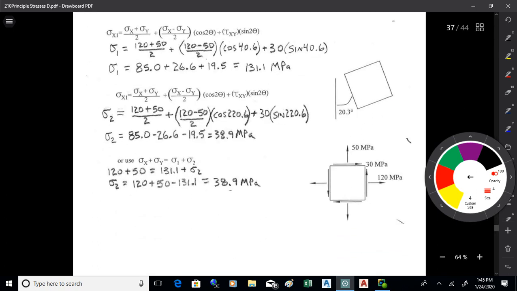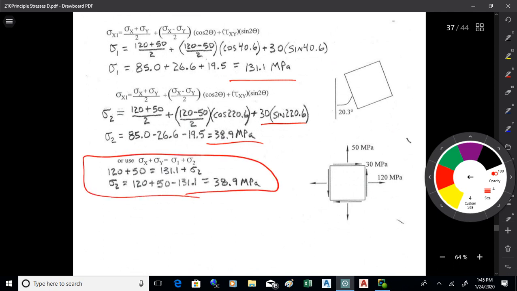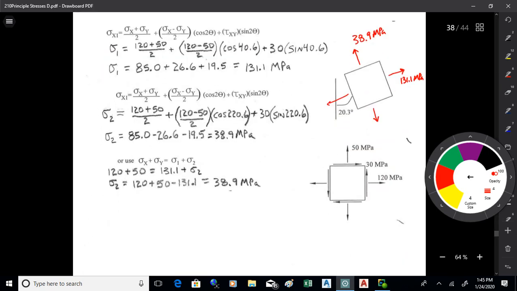Plug that first angle into the general normal stress formula. You get one of the principal stresses, it's 131.1. Plug the second 2 theta into the formula, you get the other normal stress, 38.9. Alternatively, you could use that shortcut equation. So now we got the principal stresses, 131.1 positive and 38.9 positive. There's a sketch that shows what those look like.